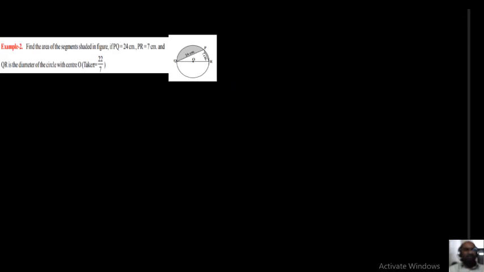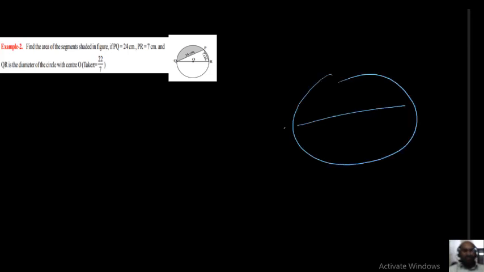Our second problem: find the area of the segment shaded in the figure if PQ is equal to 24. I will explain here. This is the diagram. QR is the diameter, and this is P. PQ is given as 24, PR is given as 7, and QR is the diameter of the circle.